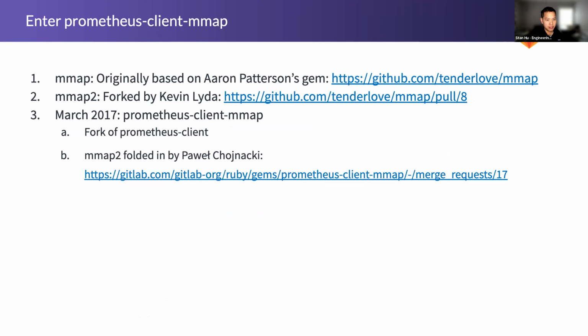We had hired Kevin Leiduff to work on Prometheus instrumentation for GitLab, and he took this gem and updated it for the latest Rubies and called it mmap2. And in March 2017, Kevin and Pavel, both of whom are no longer part of the company, forked the upstream Prometheus client to add in mmap2. And so prometheus-client-mmap is sort of a hybrid of the original mmap gem and the Prometheus client.